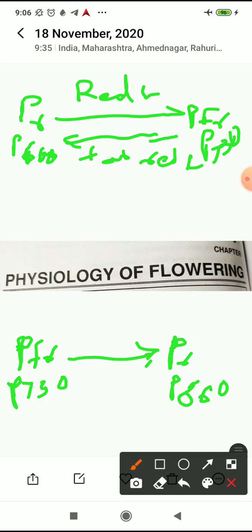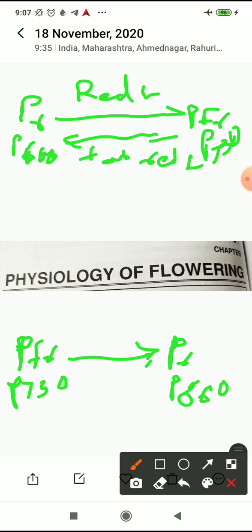Prolonged light period is essential for flowering in the case of long day plants. Thus, inhibition of flowering in short day plants and stimulation in long day plants involves the operation of a proteinaceous pigment. And the name of that proteinaceous pigment is phytochrome.